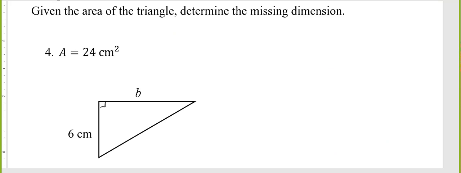For these next few examples, I'm going to give you the area of the triangle, and I want you to determine the missing dimension. If the area is 24 square centimeters, and this dimension is 6 centimeters, find this dimension. So I'm going to go locate the base and the height. Here's the base. Here's the height. My formula says area equals base times height divided by 2, right?